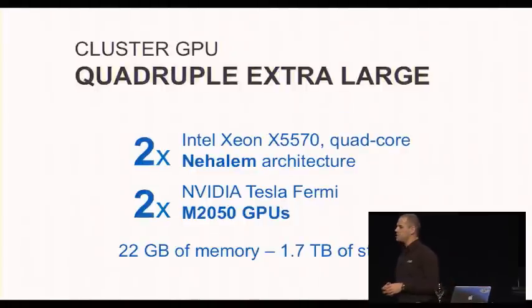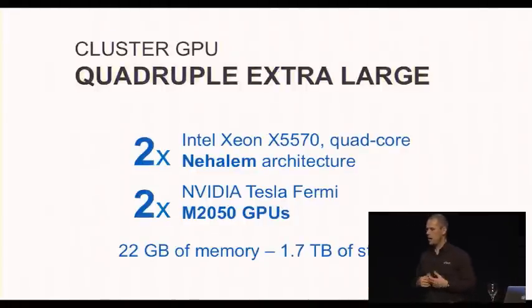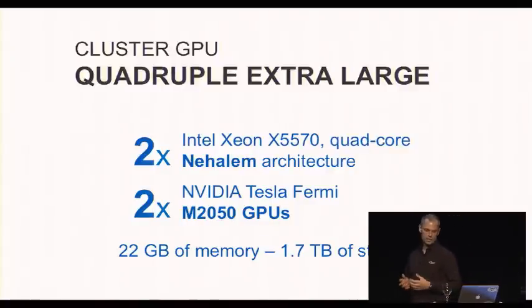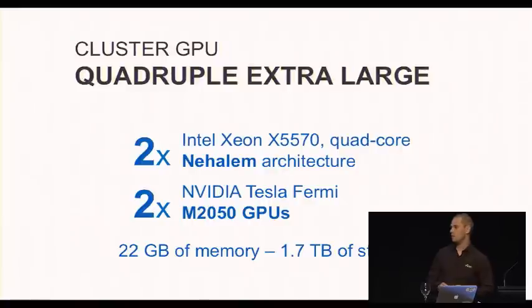For those applications that would benefit from a general purpose graphical processing unit, we also have the cluster GPU instance types. These, once again, are dual Xeon quad-core Nehalem processors, and each one of them has an NVIDIA Tesla Fermi graphics card.